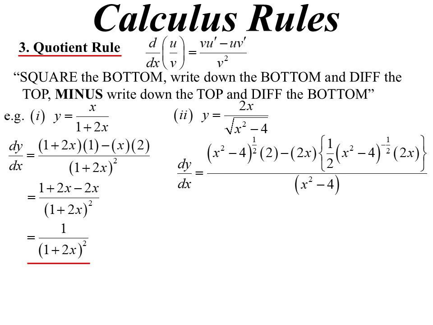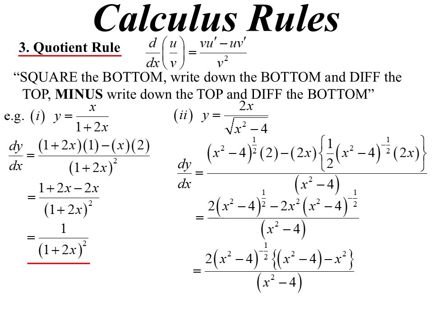Diff the bottom, but now I've got to use the chain rule. Bring down the power, lower the power, diff the inside. Tidying that up. Okay, what do we got? We've got some common factors in here. There's a 2, there's (x squared minus 4) to the, well, it'll be minus a half is the common factor. But the other thing we notice, minus a half means, hey, I'm on the bottom of the fraction, so I can put that to the other side. I can also tidy up the x squared minus 4 minus x squared, and we end up with minus 8 over (x squared minus 4) root (x squared minus 4).